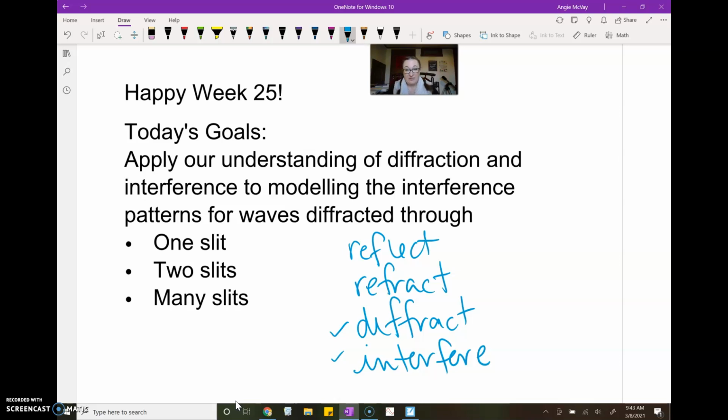I know some of you did your IAs on reflection and refraction, and we will take a look at those still in this unit.